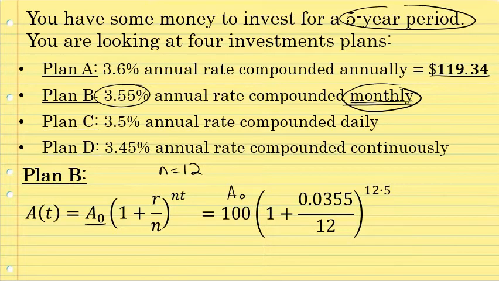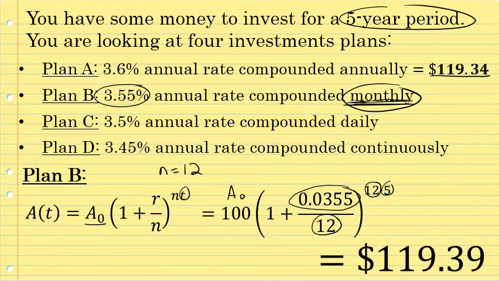The rate, 3.55%, as a decimal is 0.0355. And again, the value of n, which shows up 2 places in this formula, is the number of times that the interest is compounded each year. If it's compounded monthly, the interest would be compounded 12 times a year. And the value of t is 5. This expression evaluates to $119.39, which, as you can see, is slightly higher than the amount we got when investing $100 in Plan A.